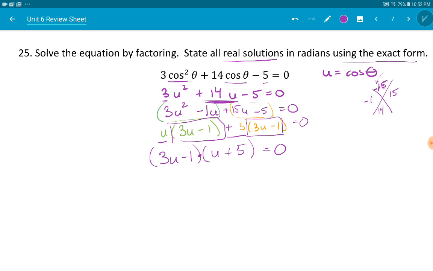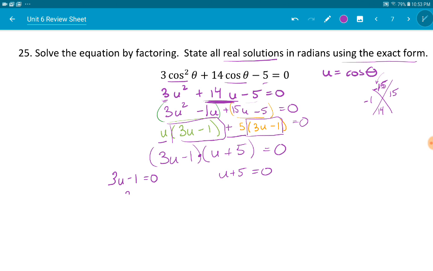So these are being multiplied together now, which means they're both factors, which means I can split it up. If two numbers multiplied together equal 0, one of them must be 0. That's the zero product property. So I know 3u minus 1 equals 0, or u plus 5 equals 0. So I have two equations to get two solutions.